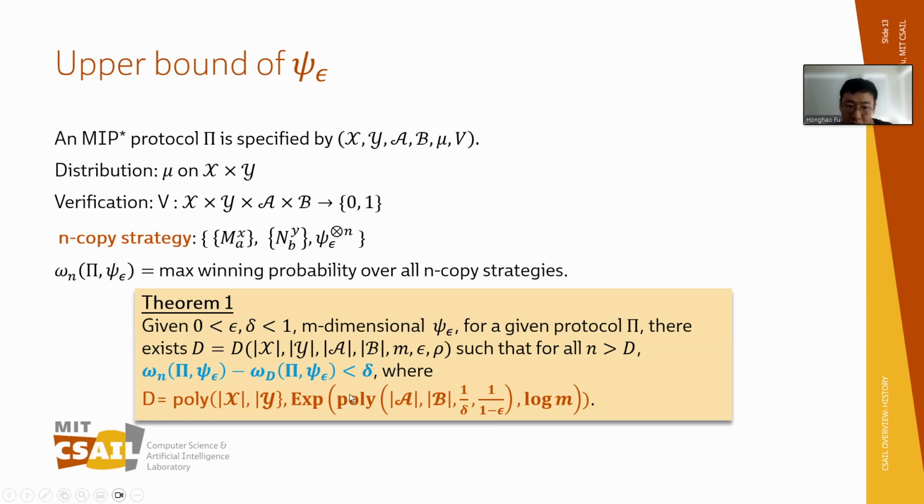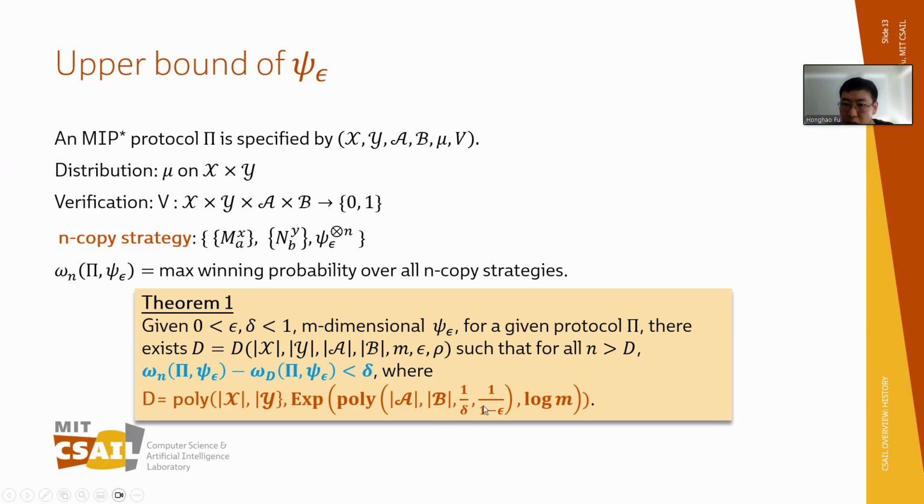So importantly, this D is independent of the n here. And here I should say the epsilon is noise strength, delta is the approximation imprecision, and the m is the dimension. So you can take all these quantities to be constant. So you can say it only depends polynomially on the size of the question sets and exponentially on the size of the answer sets. So it means that under this depolarizing noise, even if you have more copies of the noisy state, it doesn't give you much benefit. It doesn't increase your accept probability in this protocol by much.